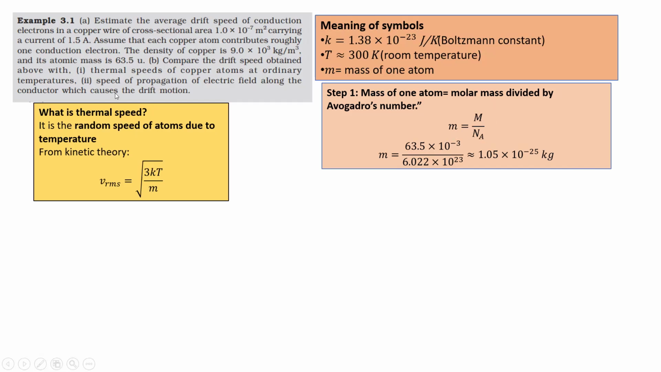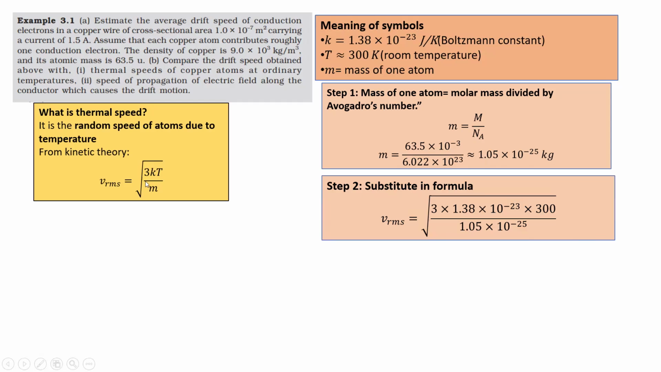Molar mass is 63.5. This is in terms of grams, right? So I'm multiplying with 10 to the power minus 3. I'm converting into kg. 10 to the power minus 3 divided by Avogadro number. So we are getting the mass in terms of kg. I repeat, capital M, molar mass, is 63.5 grams. So I converted into kg by multiplying by 10 to the power minus 3 divided by Avogadro number. We got the mass of one atom.